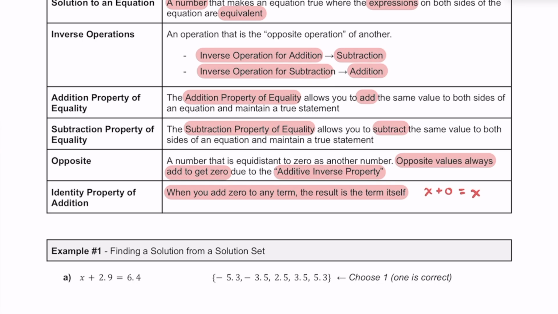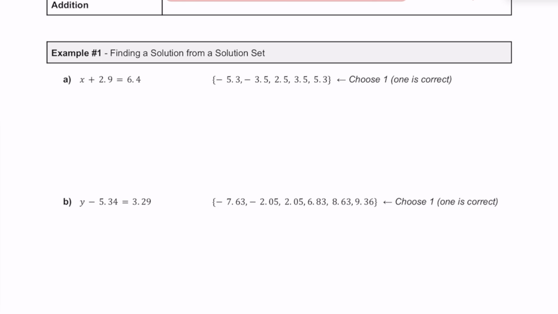Okay, so let's apply and see how we can use some of these vocab words in some examples. For the first example, let's find the solution from a solution set. We have an equation here. On the left side, we have the expression x plus 2.9, and on the right side, we have a very short expression, 6.4. There's only one number that x could be here that would make the left side equal to the right side.